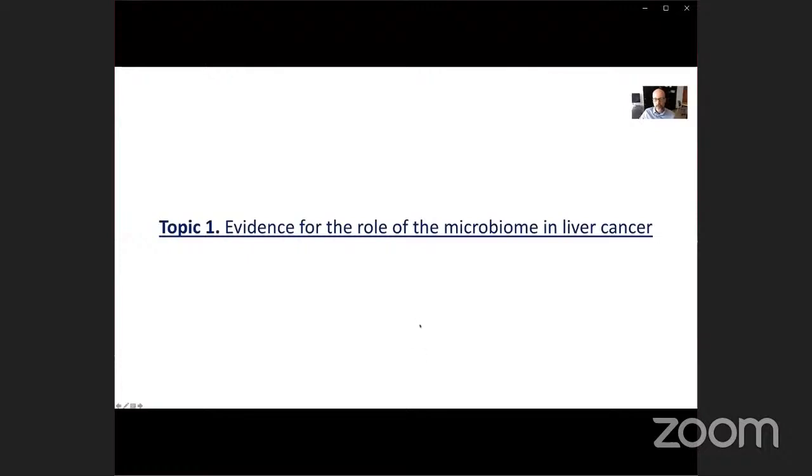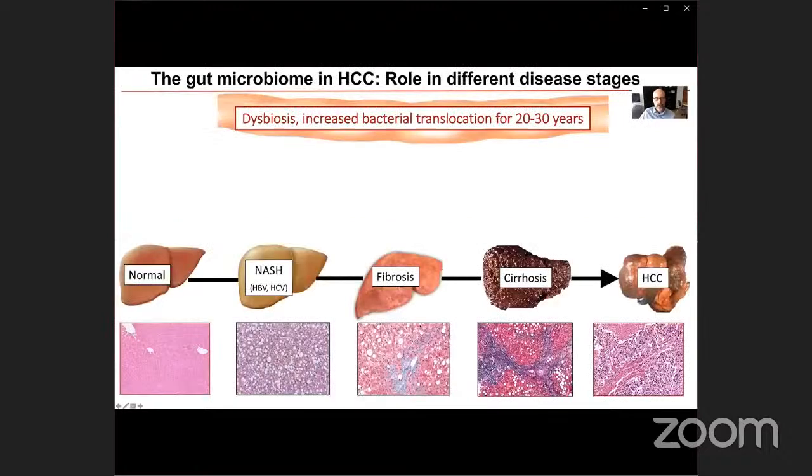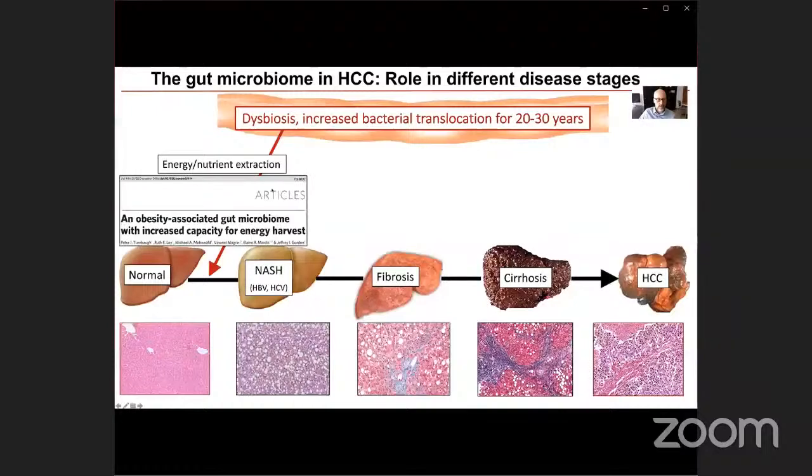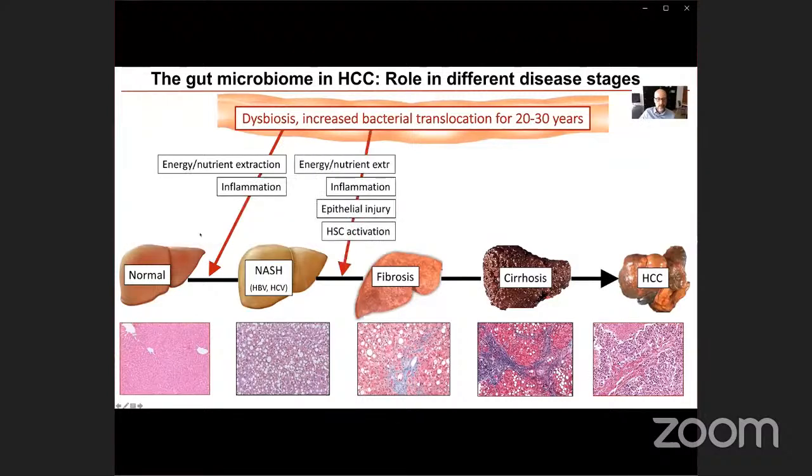So what is the evidence for the role of the microbiota in liver cancer? We know that there's dysbiosis throughout the disease progression from normal liver to different stages to HCC, with dysbiosis and increased translocation driving, for example, in fatty liver disease, energy and nutrient extraction and also inflammation. A study from the group of Jeff Gordon elegantly showed the role of the obesity-associated gut microbiome having an increased capacity for energy harvest.